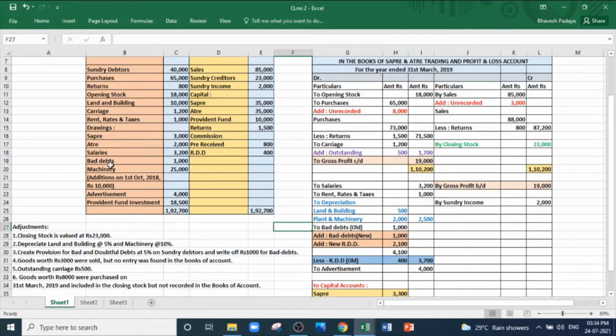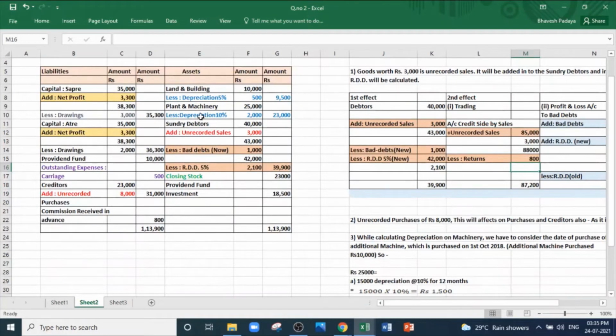This is the old bad debts and this is the old RDD. Old RDD has to be subtracted. New bad debts is given in amounts 1000 and new RDD is given in the percentages. Those both have to be added. Machinery has an adjustment, so asset side, leave a line for the adjustment.